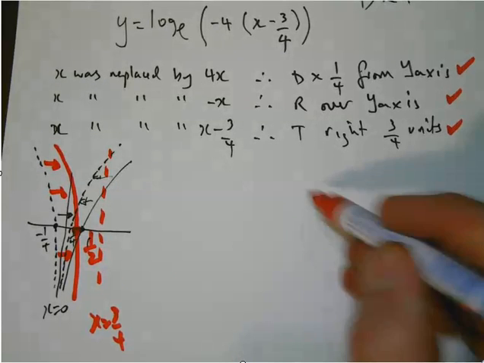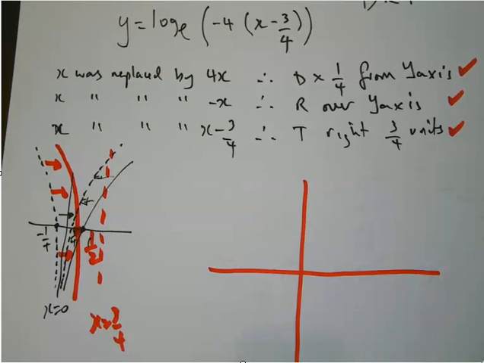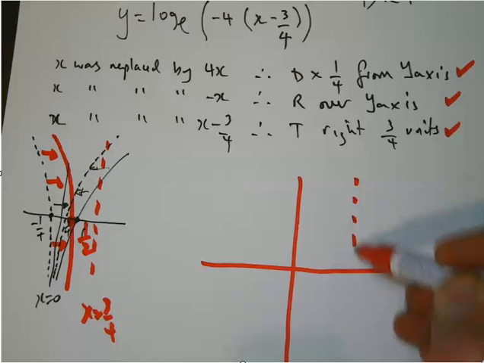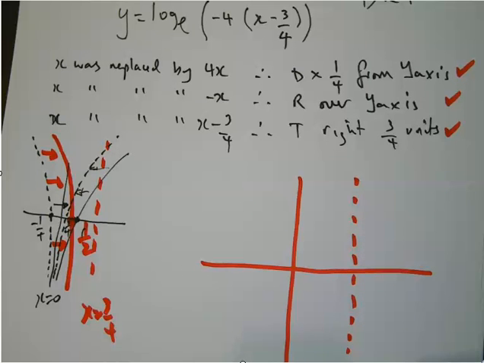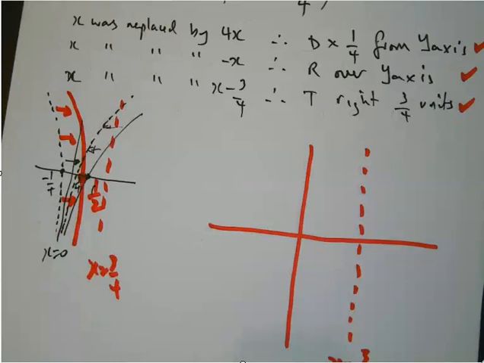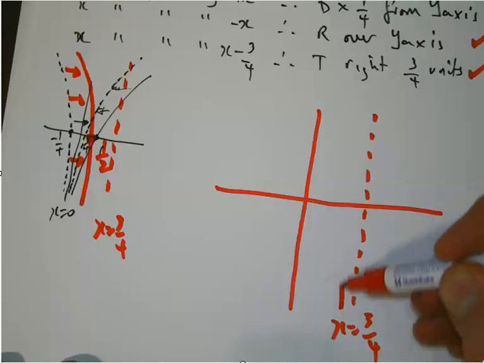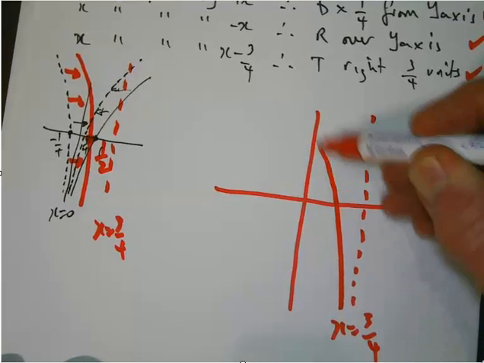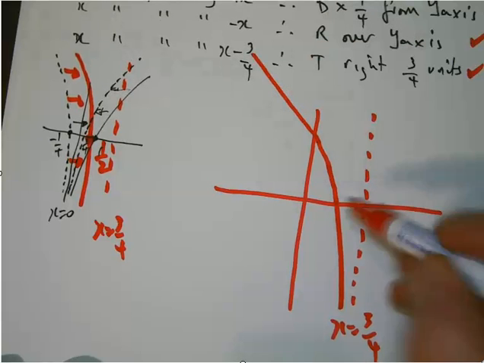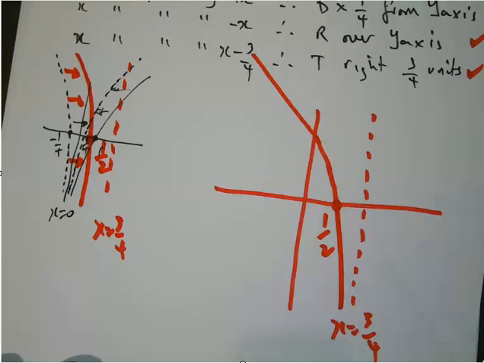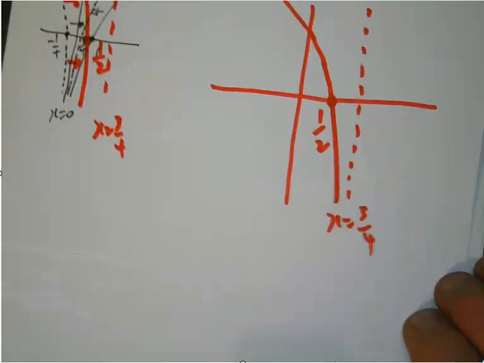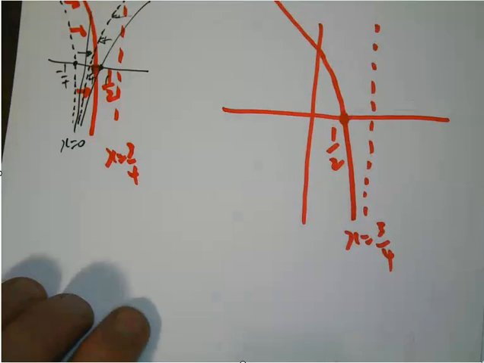So my graph, if I'm looking at it, should have an asymptote down here at x equals 3/4, and my graph would have gone through at 1/2, and that would be 1/2. Now, to confirm that, by working out the axial intercepts, I'll see whether that is confirmed.